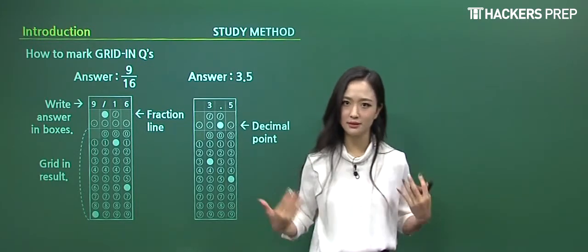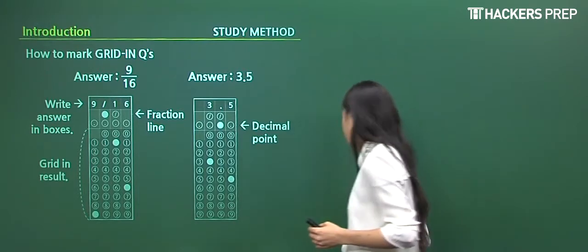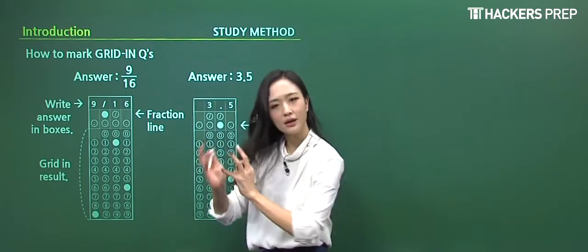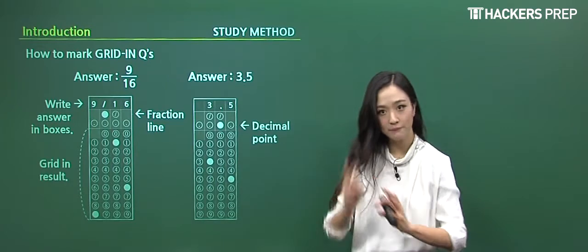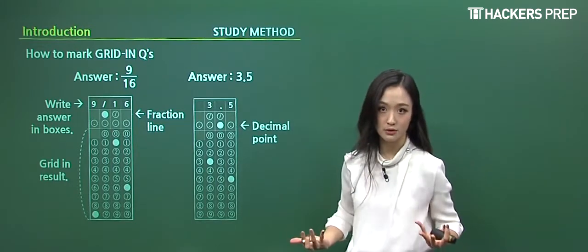So I wanted to briefly go over how to actually mark in your answers for the free response part, because I do receive a lot of questions from students. Let me give you 2 simple examples. First of all, how to bubble in a fraction form. And the second one is gridding in integers or decimals and all that.